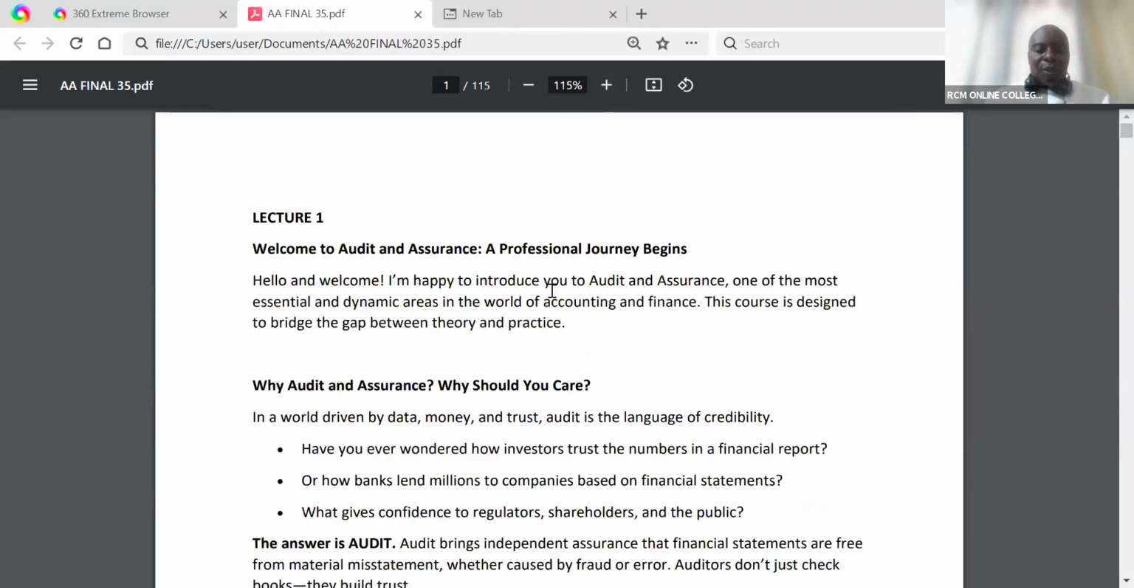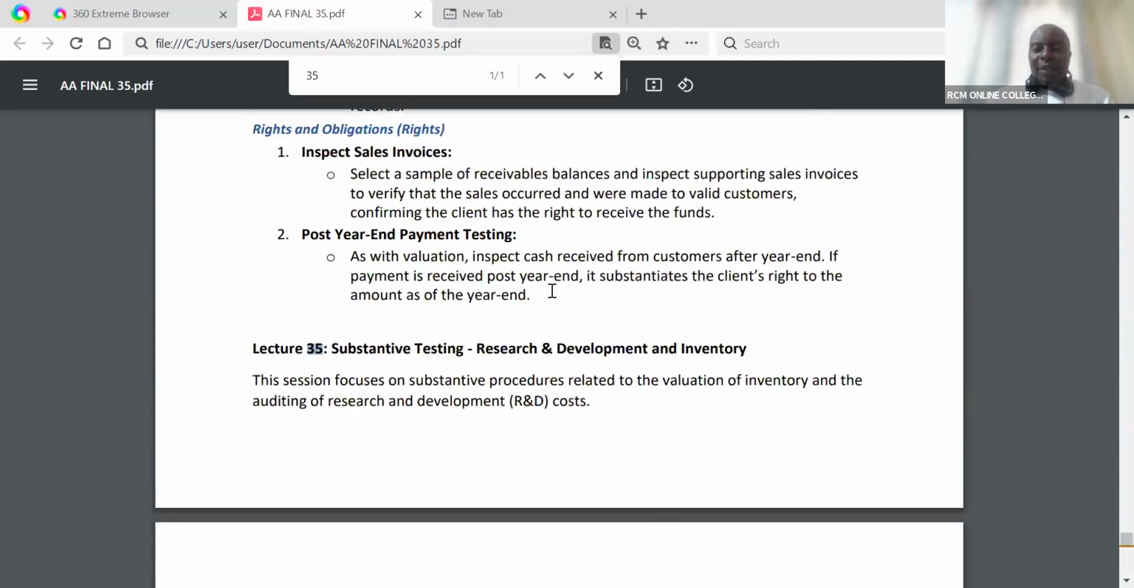Great. So remember, this is lecture number 35, you're going to enjoy it. Lecture number 35, substantive testing, research and development, and inventory. So basically, this is IAS 38 and IAS number 2. Now, for those of you who have been in these classes of mine, you know that whenever we talk about substantive testing, from the word substantial, we must always remember these 5 items.